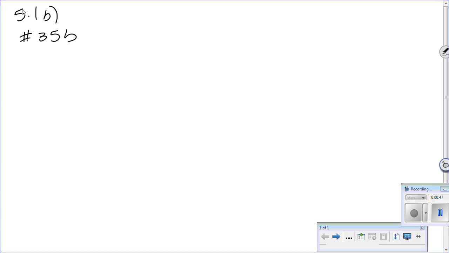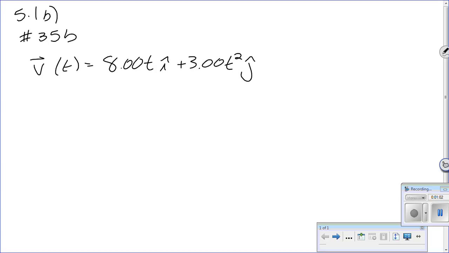The problem tells you that the velocity of the object at time t is this. It's 8.00 t in the i direction plus 3.00 t squared in the j direction. And the question wants to know the direction of travel when the net force is 35 newtons.